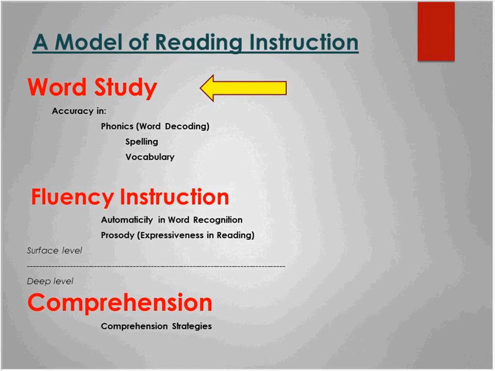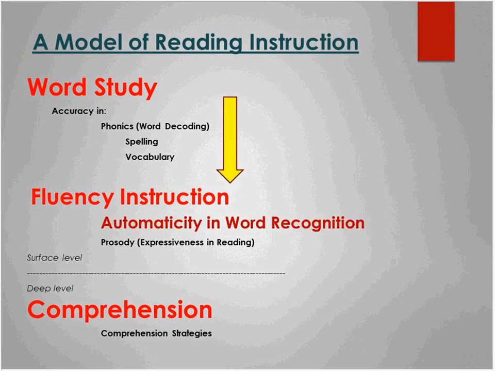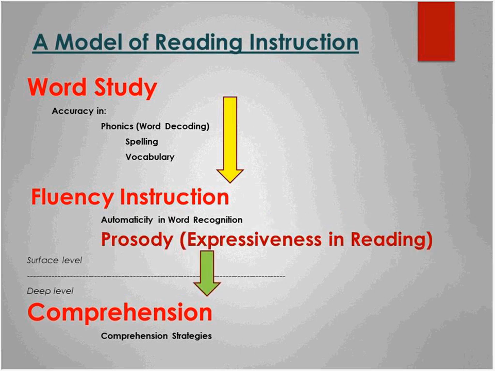Word study is important, but alone it doesn't get us to comprehension. So we have this other thing to work on, and that's fluency. Fluency is multidimensional; there are two parts to it. One is automaticity in word recognition, the ability to recognize words automatically or effortlessly. But this only gets you halfway. If fluency is a bridge between word study and comprehension, that only gets us halfway across the bridge. The other half is prosody, or expression, which leads to comprehension.